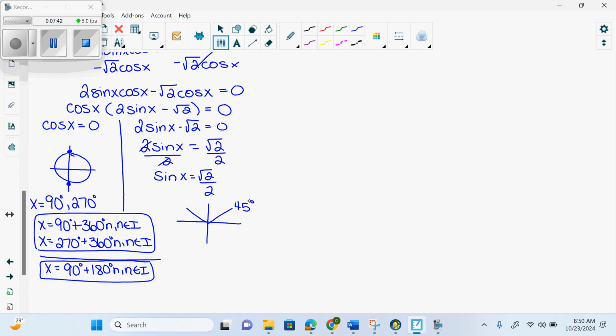45 degrees and... Now, can I put these together? If I put them together and I say 45 plus 90 degrees n, n ∈ I, then I would get another one here and another one here. And are they there? No. So can I put these two together? No. So sometimes you can't. So x equals 45 will be first: 45 degrees plus 360 degrees n, n ∈ I, and then 135 degrees plus 360 degrees n, n ∈ I.